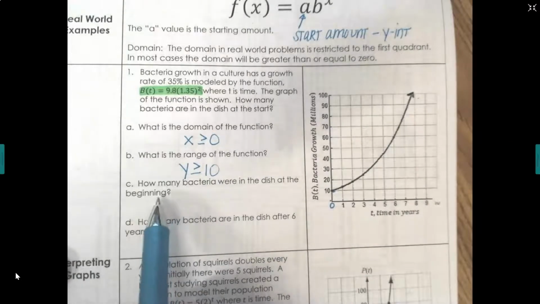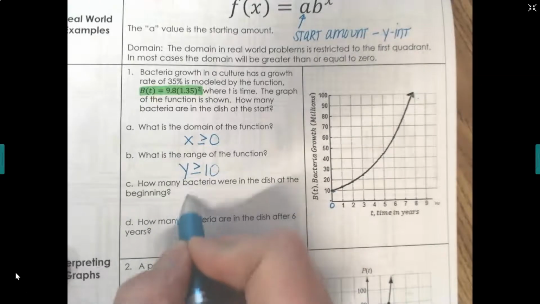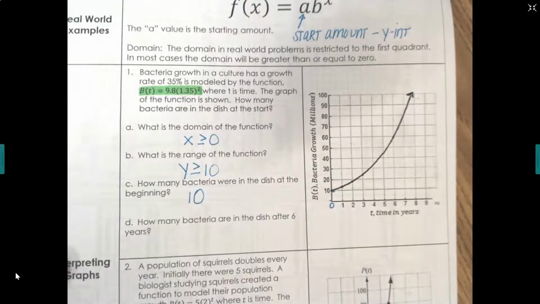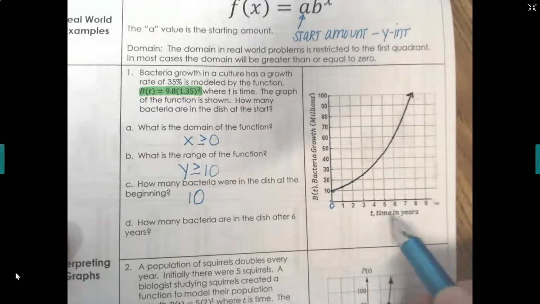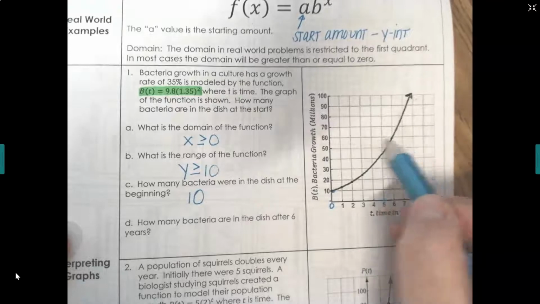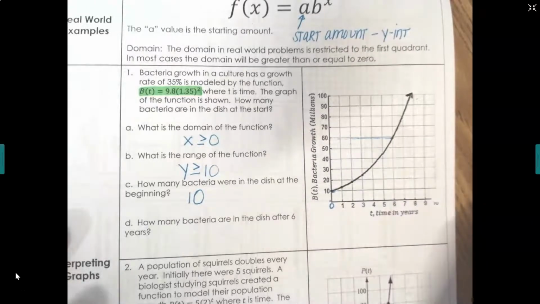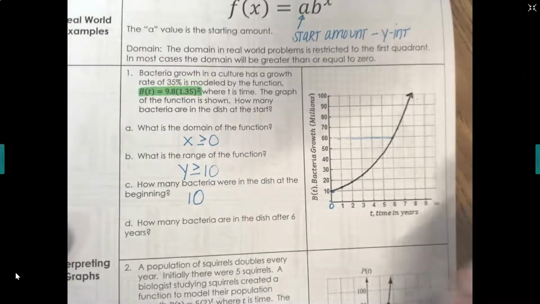So that helps us with this next problem. How many bacteria were in the dish at the beginning? Well, there were 10 bacteria at the beginning. And then how many bacteria are in the dish after 6 years? Well, let's look. This is time in years. So here's 6. I'm going to go up and go across, and it's just short of 60 there.